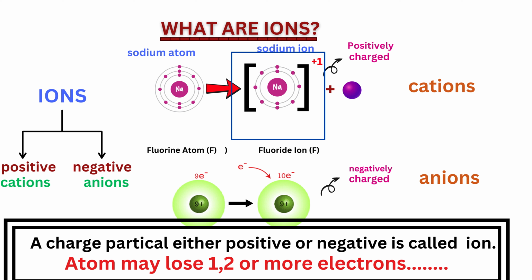To summarize my lecture, we learned that an atom is a neutral particle because it has an equal number of protons and an equal number of electrons. Secondly, we studied that when a neutral atom loses one electron, it becomes positively charged and is called a cation, and when it gains an electron, it becomes negatively charged and is called an anion. In this way, my lecture is complete.